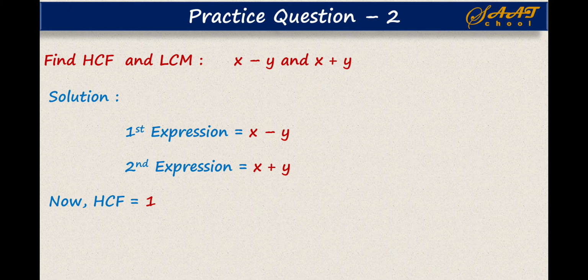Now to find LCM, the first step is to identify common factors and the second is to look for other factors. Here there is no common factor, so LCM is equal to the product of x minus y and x plus y. Again, a point to note: if there are no common factors, HCF is always 1.